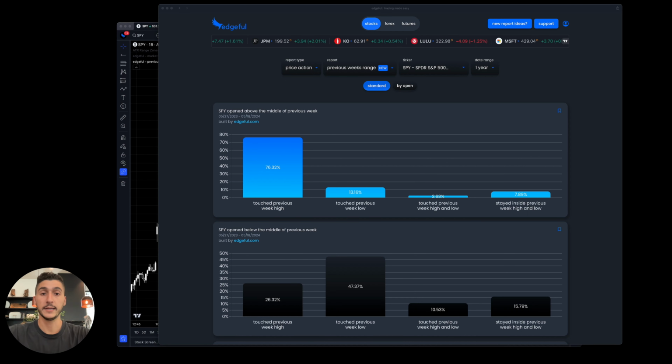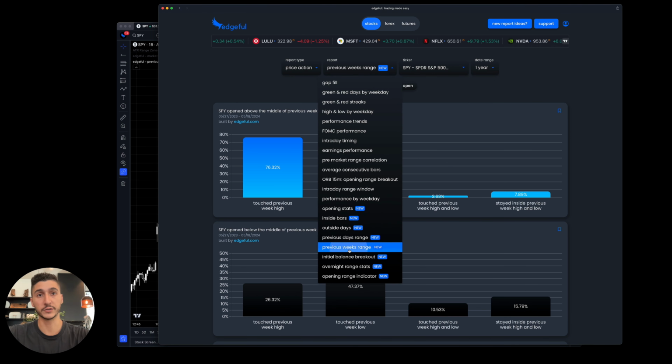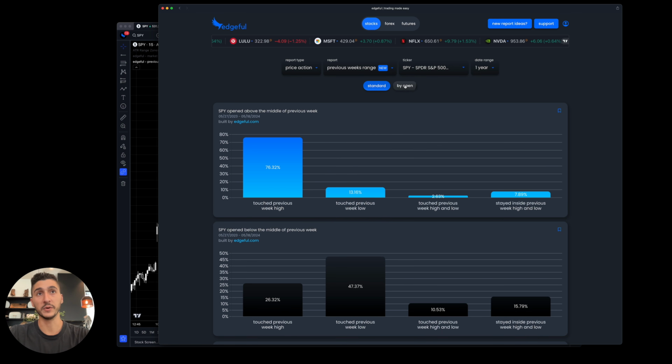What's up everyone? In this video, I'm going to be explaining the previous week's range report by open. So I'm going to be talking about this variant right here, not the standard one. This is in the price action report type. It's the previous week's range and then the by open variant.